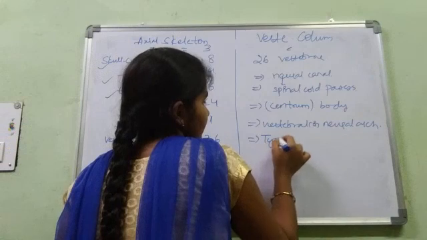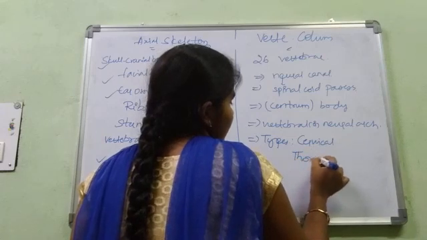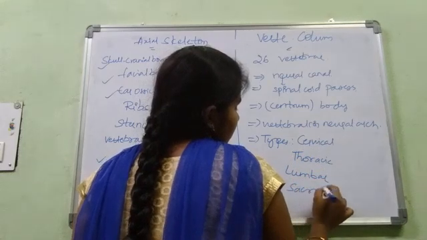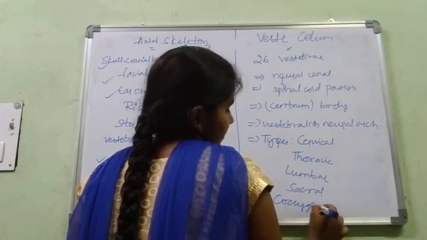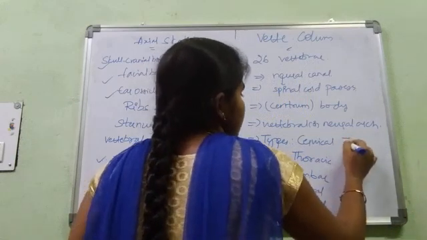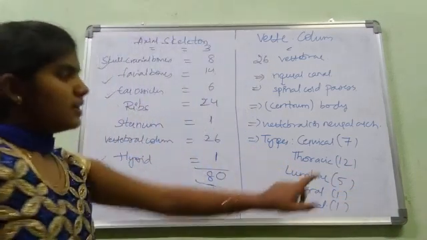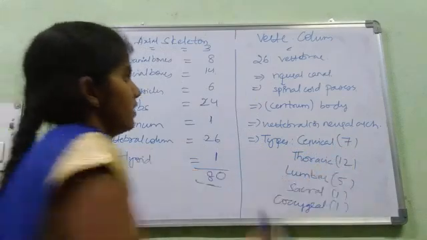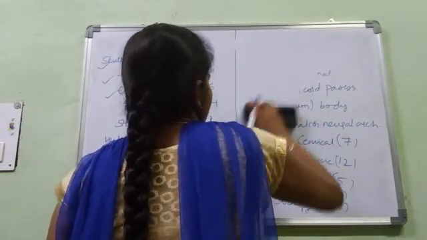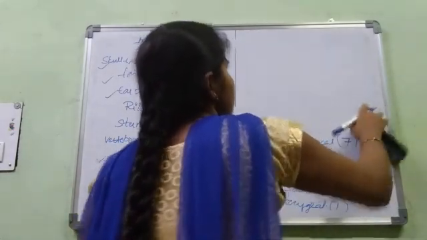Those types are cervical, thoracic, lumbar, sacral, and coccygeal. 7, 12, 5, 1, 1. See, cervical vertebrae are 7 in number, thoracic 12. The notation to write this I'll show here. Just copy this. Don't waste your time. You have to remember all these points as those are important bits.